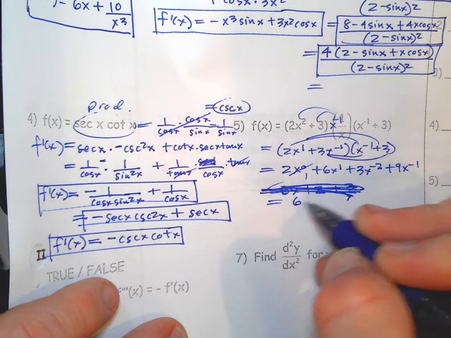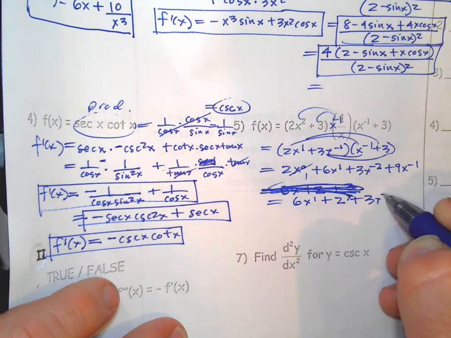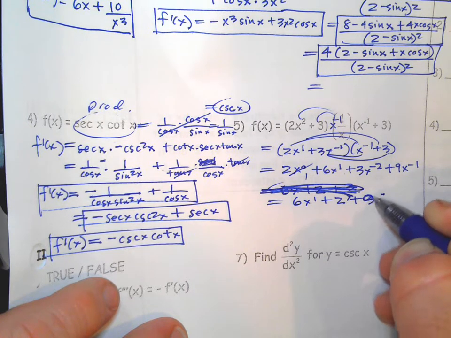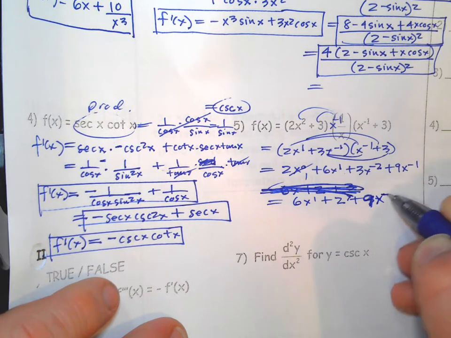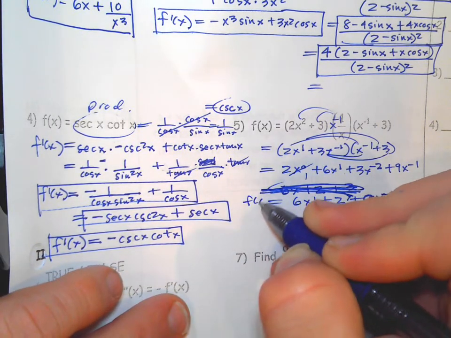I mean, we could do 6x to the first plus 2 plus 3x to the negative 2, or 9x to the negative 1 plus 3x to the negative 2. So this is like standard form. So I've just rewritten it. I haven't taken the derivative yet.